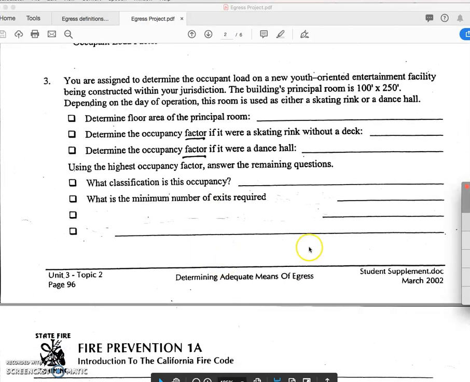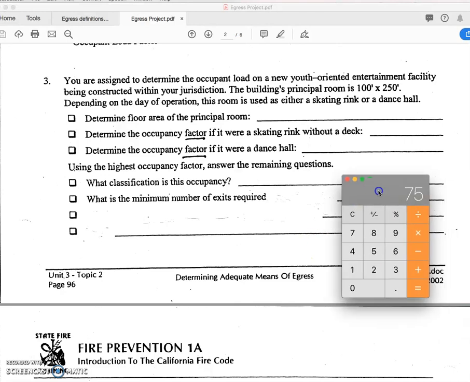Number 3, you're assigned to determine the occupant load on a new youth-oriented entertainment facility. So this is similar to our first question. Building's principal room is 100 by 250. That's a big place. 100 times 250 equals 25,000 square feet. That's the floor area of the principal room.